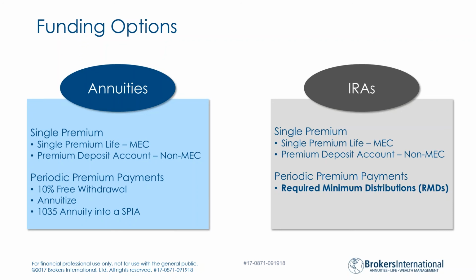You can also take periodic premium payments from an annuity via the 10% free withdrawal. You can annuitize or even take a 1035 exchange and use a SPIA to fund the life policy over time. With an IRA, there is a real opportunity to use the client's RMDs if they do not need some or all of the funds, to fund a life policy, and we will go through an example here in a couple minutes.